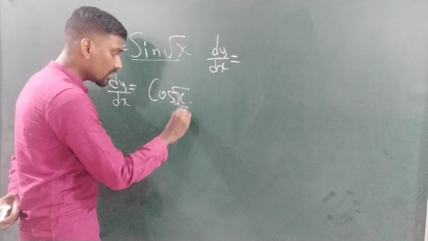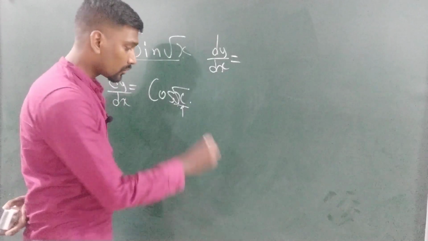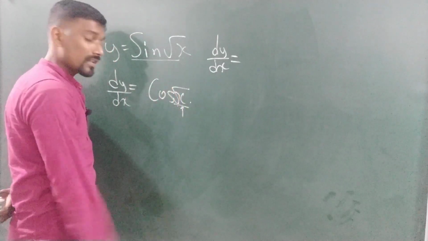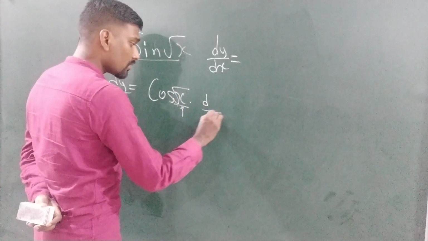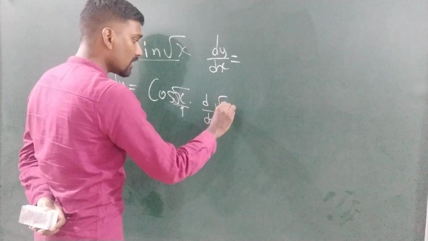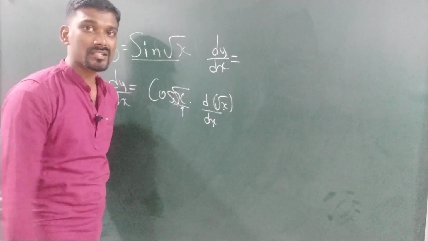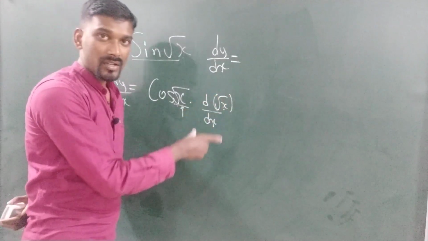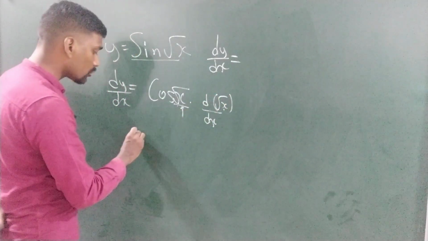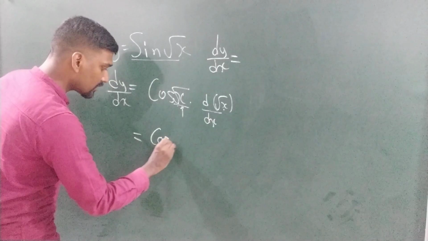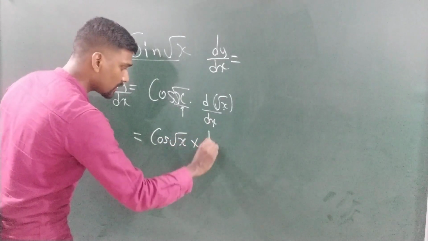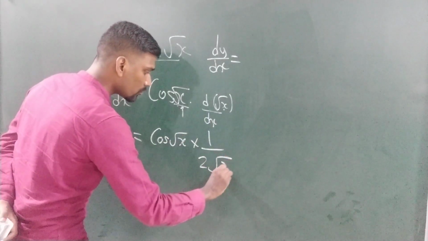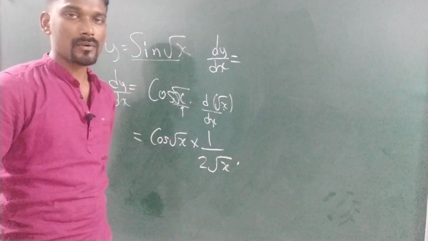But look here carefully, dear students. Here what happens? This root x is another function. So I have to differentiate this again. What is the differentiation of root x? The differentiation of root x is 1 by 2 root x. That means the answer will be cos root x into 1 by 2 root x. This is the answer.